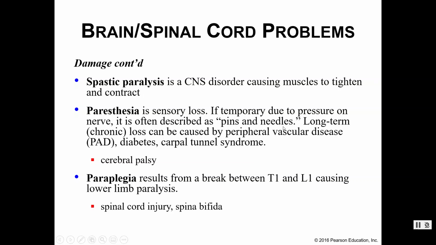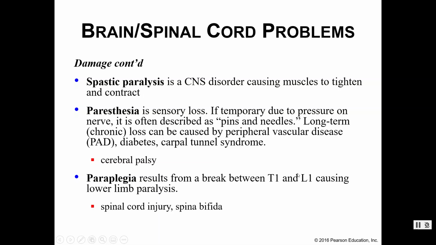If your limb has ever quote unquote fallen asleep, this is actually what's happening. That's that pins and needles feeling. If you relieve the pressure on the nerve, then eventually that sensory feeling will come back. Now, this could also be long-term. We said this could be chronic. If it's chronic, it's probably associated with something along the lines of peripheral vascular disease, diabetes, carpal tunnel syndrome, even cerebral palsy.